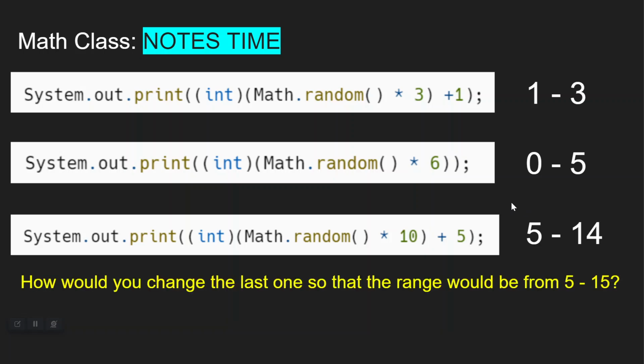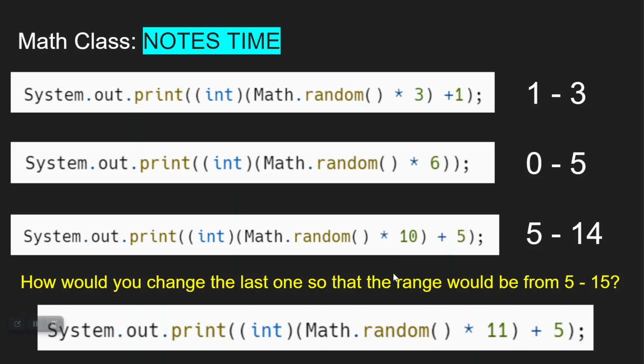So the question is, how would you change this last one right here so that the range would be from 5 to 15? Go ahead and pause the video, see how you would answer that one. I'm going to assume you paused the video, and if we want it to be from 5 to 15 instead of from 5 to 14, that means we just need to add 1 to the range. So (int) Math.random() * 11 + 5 would give us the range that we're going for there.